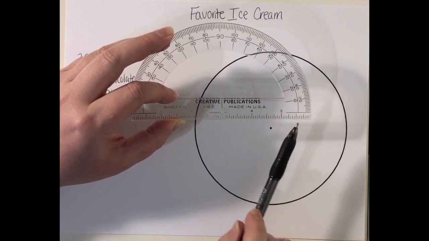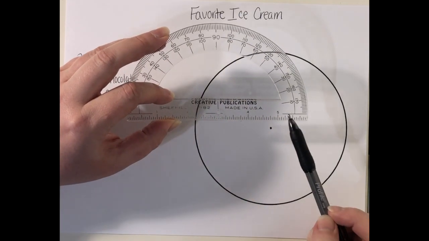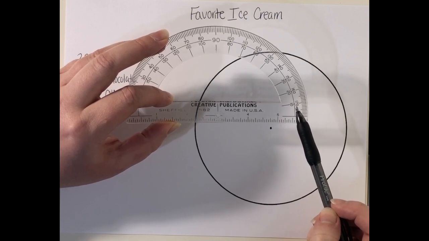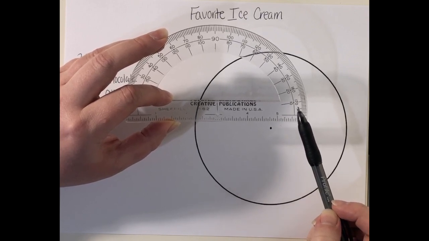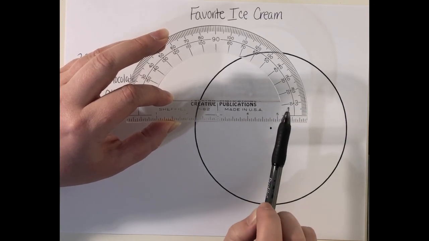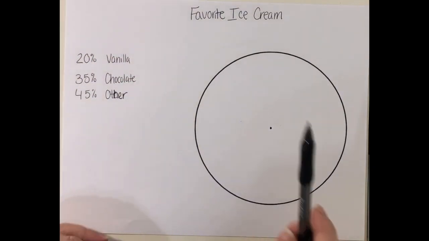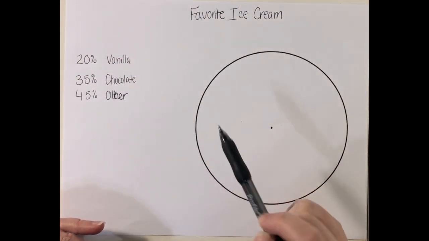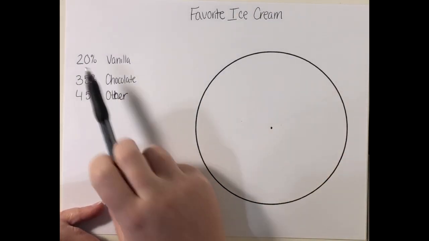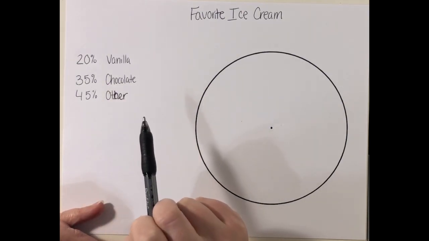And then the other thing I wanted to remind you of is when you're measuring angles with a protractor, there's always 2 numbers. One for the acute angle and one for the obtuse supplementary angle. I'll show you a little bit as we go as well. So I made up this data, but this is the favorite ice cream of people. And I said that 20% like vanilla, 35% like chocolate, and 45% like other.